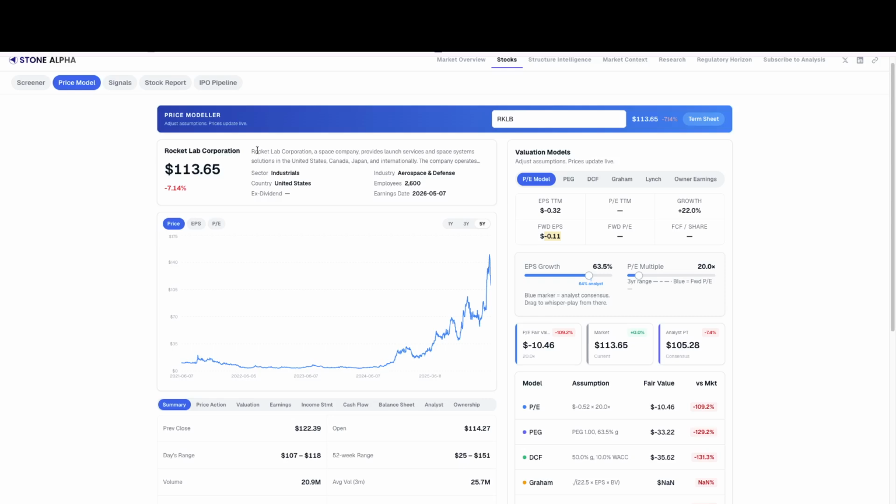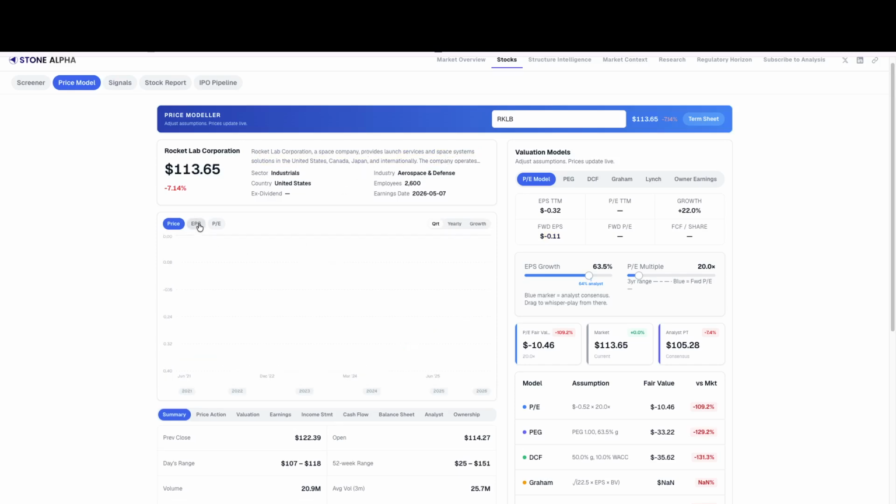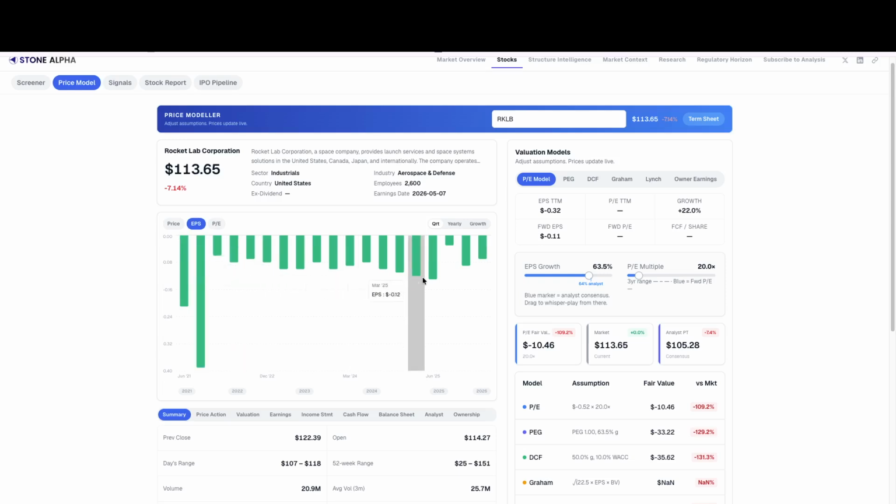So what do they do? Rocket Lab, a space company, provides launch services, and okay, sure, we're going to do plenty of launching globally. Let's see what the EPS is. Oh, so it's negative all the way. They're not earning much money. But hey, this is interesting as well, how that marginal growth is starting to come into range.